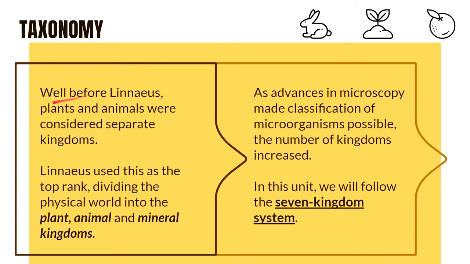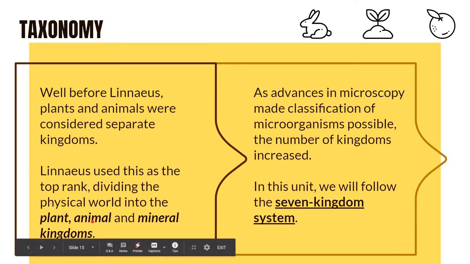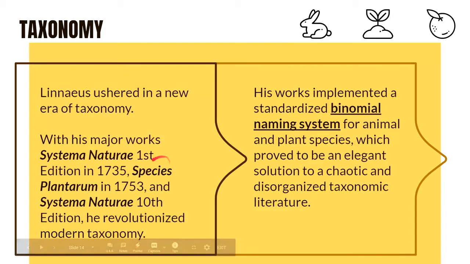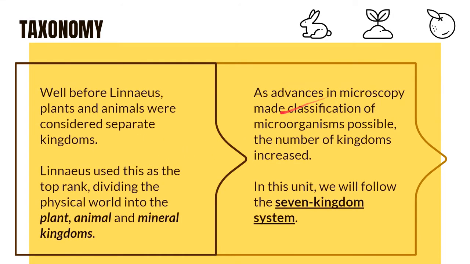Before Linnaeus, plants and animals were considered separate kingdoms. Now this refers to the taxonomic classification. He used the rank of kingdom as a top rank and divided the physical world into plants, animals, and mineral kingdoms. That was around the 1700s. But as advances in microscopy made classification possible, and as we learned more about organisms, the number of kingdoms increased. In this unit, for the purpose of discussion, we will follow the seven kingdom system of classification.